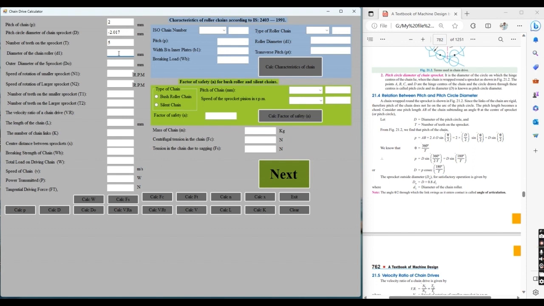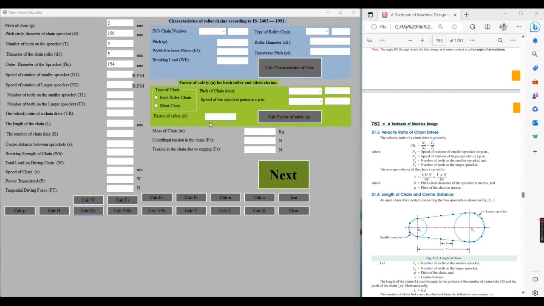D1, let's take 5 millimeter, and the pitch circle diameter of the sprocket becomes 150 millimeter. Then we can calculate D0. D0 becomes 154 millimeter. So we can calculate the outermost diameter of the sprocket.